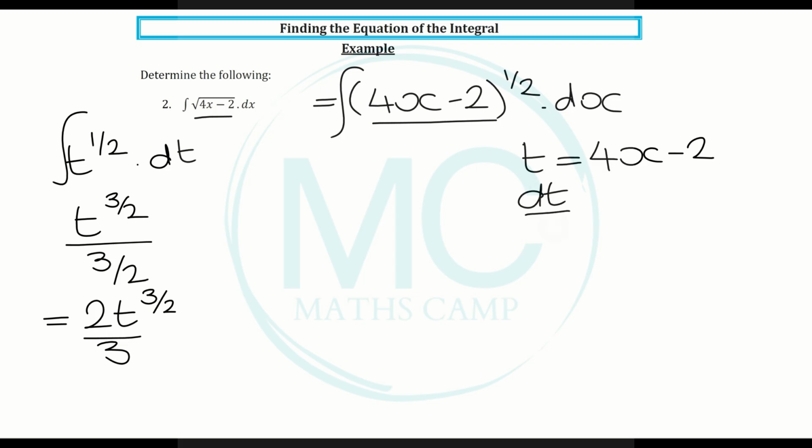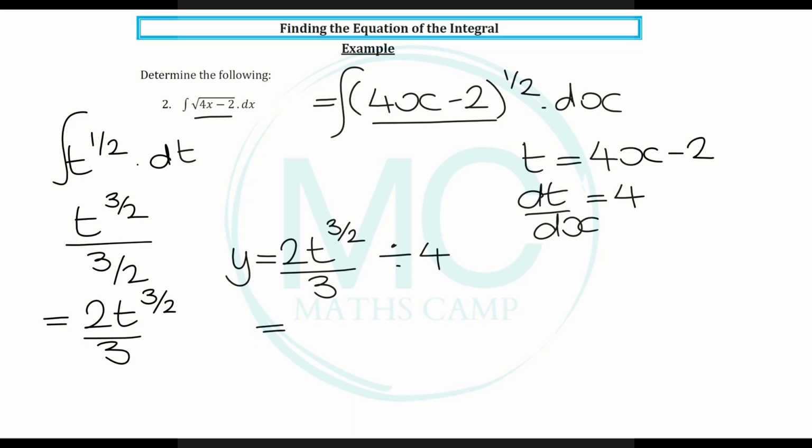dt over dx is equal to 4, and my constant falls away. Now to find my equation, I'm going to say y is equal to 2t with an exponent of 3 over 2, over 3, divided by 4. And we get 2t with an exponent of 3 over 2, divided by 3 multiplied by 4 gives us a denominator of 12. Let's simplify.